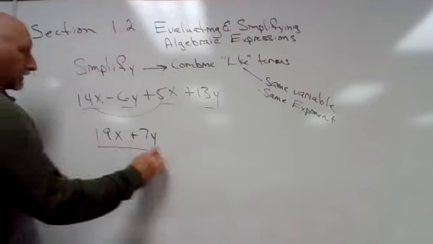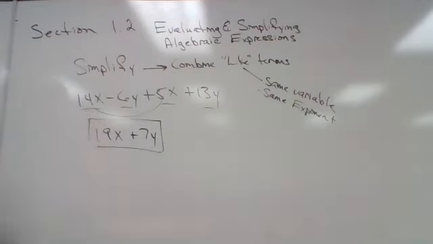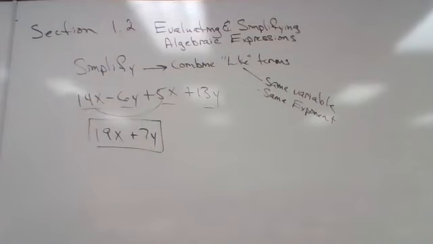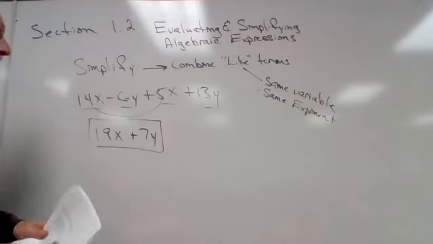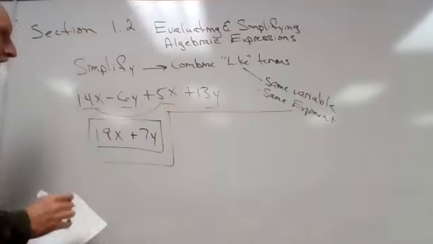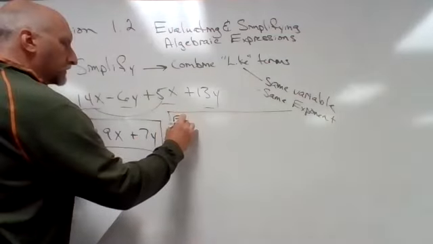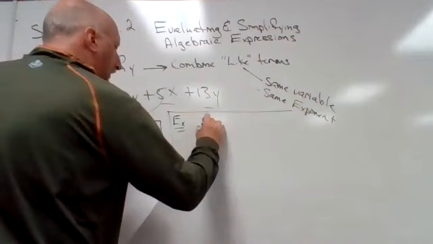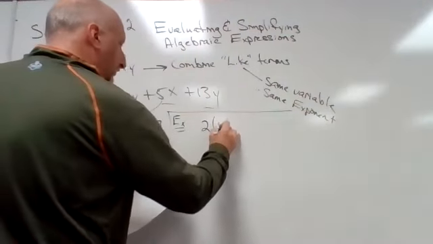And at this point, there's nothing else I can do. The x's are different than the y's. They're separate. They're different. I'm done. Okay? I'll keep that on the board here for now, and I'll do another example over here. Hopefully I can squeeze that in there so you can still see that. Let's do one that involves some grouping symbols.